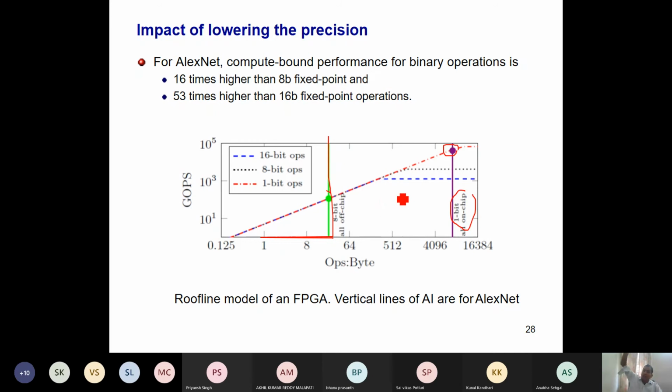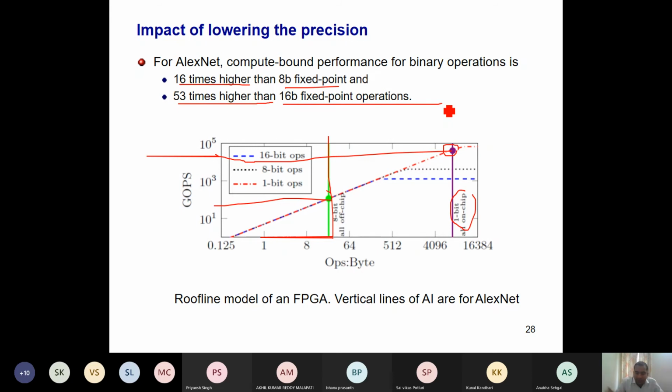Okay, we are now able to achieve much higher throughput. Instead of achieving less than 1000 gigaflops, now we are achieving maybe 10,000 gigaops, more than a 10x improvement in performance. For LXNet, compute bound performance for binary operation is 16 times better than that of 8-bit fixed point, and 53 times better than that of 16-bit fixed point operations.